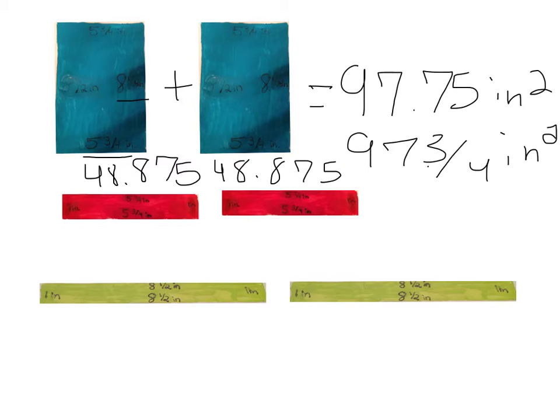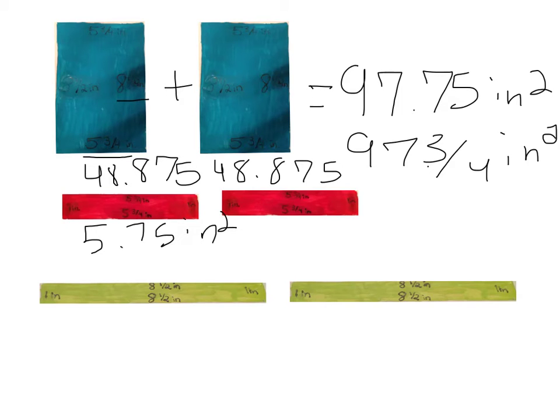Now we are going to find the area of this side right here. This side has a base of 5 3/4 inches, but that could also be said as 5.75 inches, and a height of 1 inch. You do the same thing as you did for these two, and times the base and the height, and in this case we got 5.75 inches squared. But that could also be said as 5 3/4 inches.